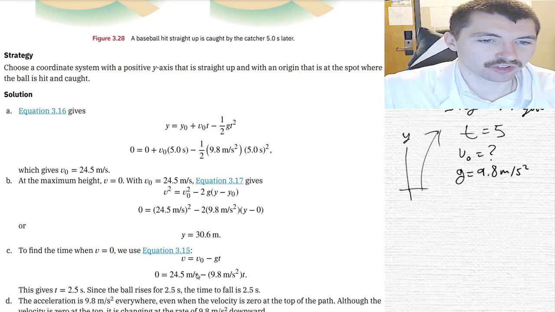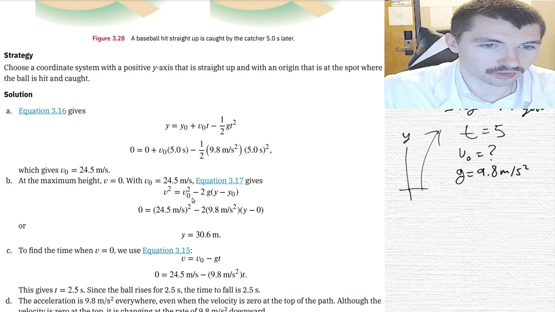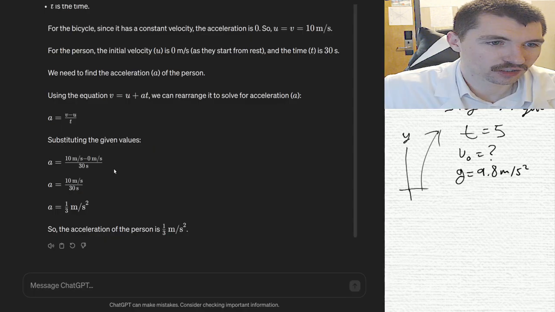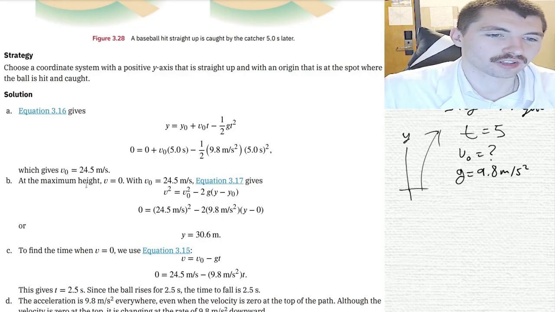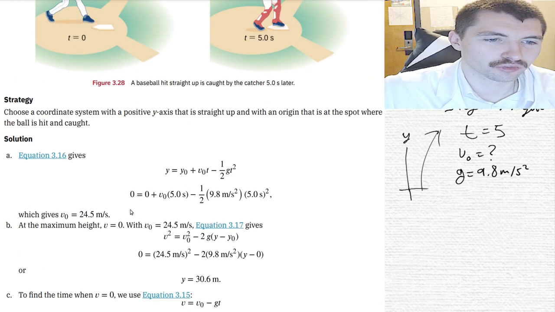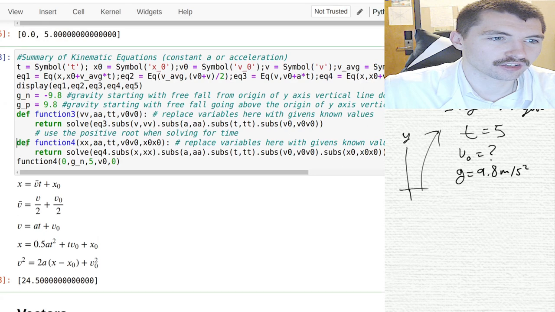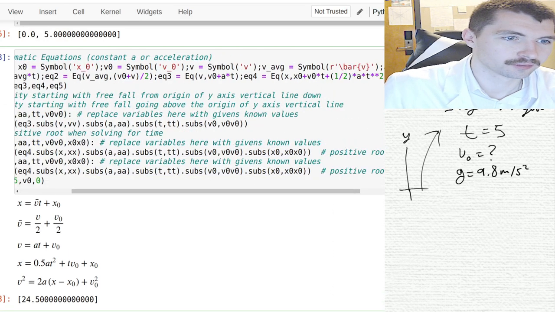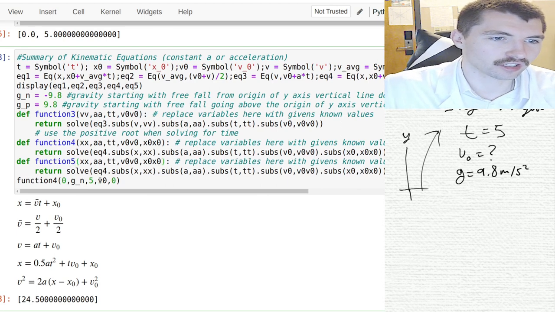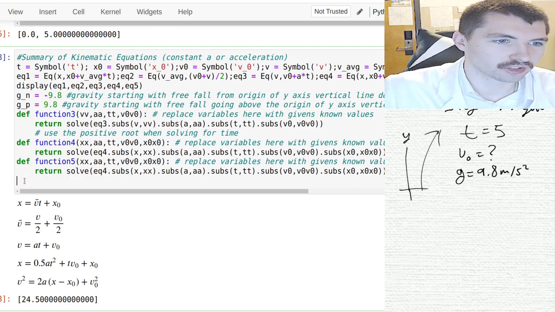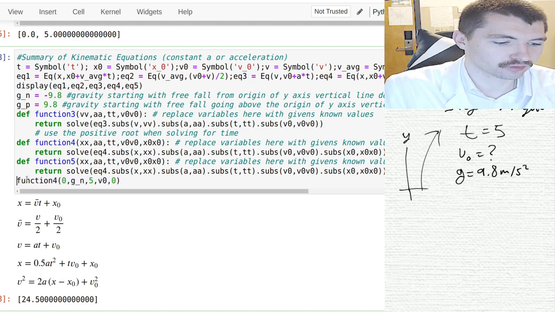They're getting 24.5 here. They're using equation 5 here. Okay, it's 24.5. That's it. Then they're going to the next questions. Okay, I got it. So with 24.5, they plug it into equation 5. We haven't built that one yet, so we can do function 5.